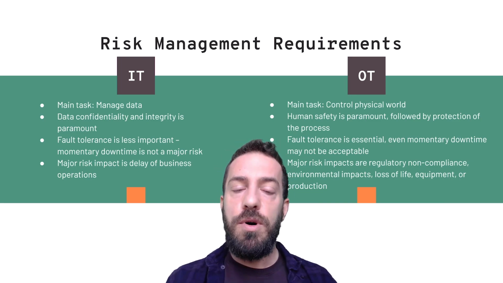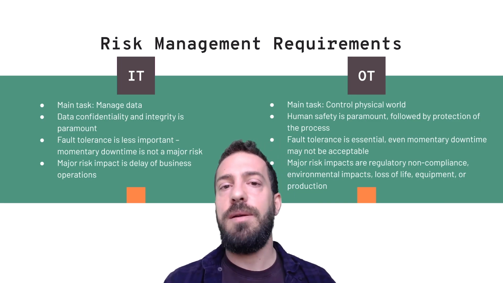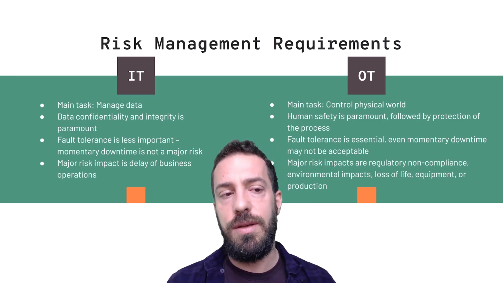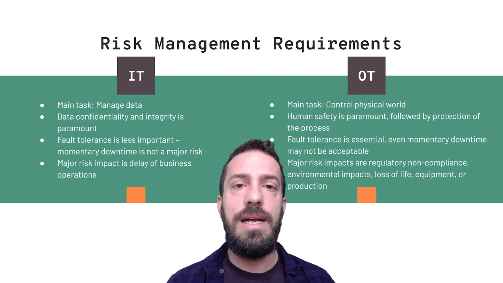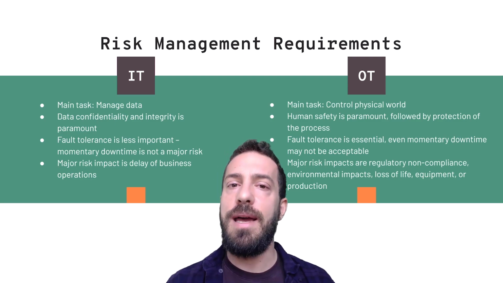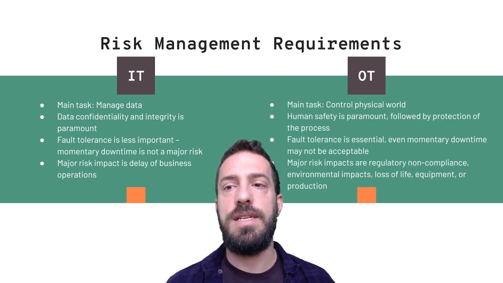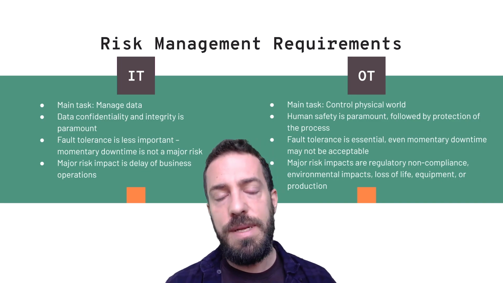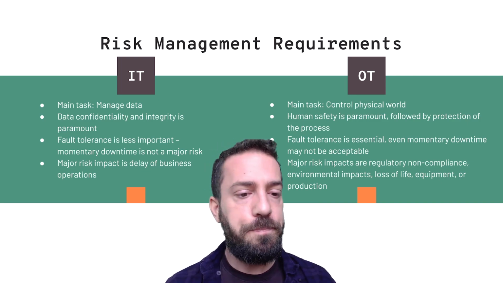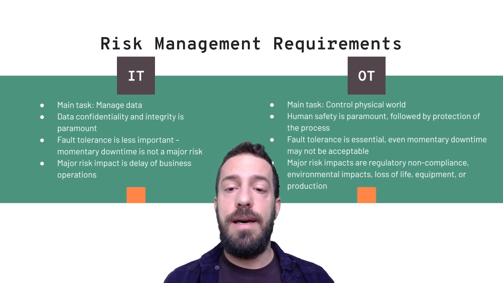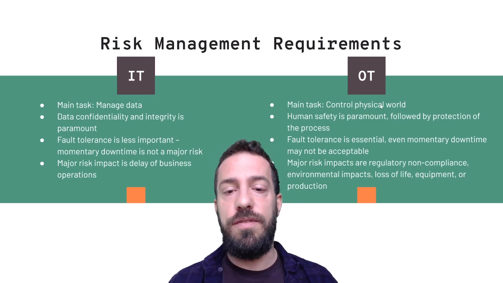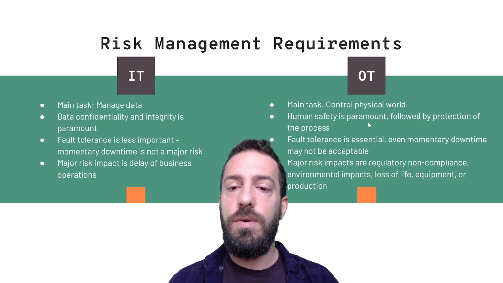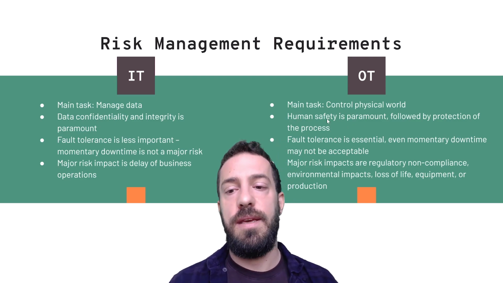So in IT, you mostly care about data, and you mostly care about confidentiality and also integrity. You want to ensure that your data is not corrupted in some way or another, either maliciously or accidentally. So you need backups in order to recover from potential problems or potential attacks, like lately we've been seeing a lot of ransomware. On the OT side, the main task is to control the physical world. So that's what an OT system does. So what you focus on is human safety.